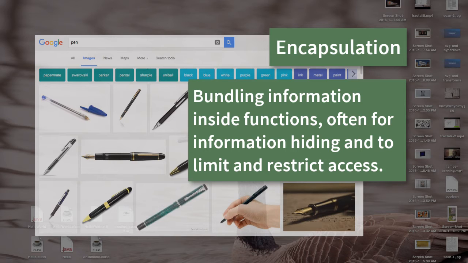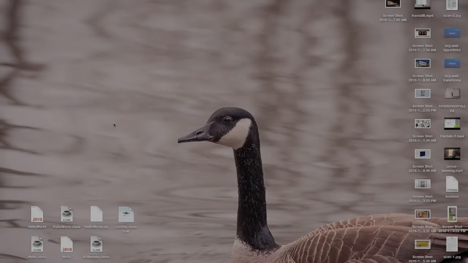These are details about the pen, and they may or may not be interesting to you, but either way, you don't need to know it to be able to use the pen. And so the idea is sort of to hide the data that we don't need. So let's go over one more example.